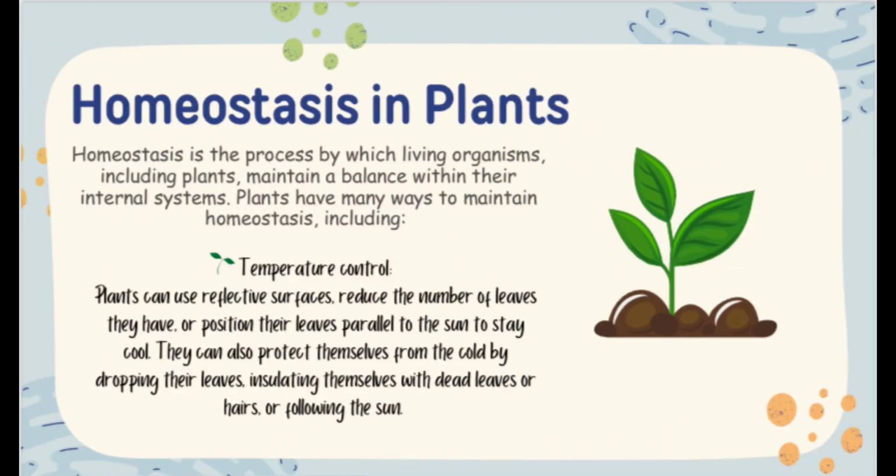Homeostasis in plants. Homeostasis is a process by which living organisms, including plants, maintain a balance within their internal systems. Plants have many ways to maintain homeostasis, including temperature control. Plants can use reflective surfaces, reduce the number of leaves they have, or position their leaves parallel to the sun to stay cool. They can also protect themselves from the cold by dropping their leaves, insulating themselves with dead leaves or hairs, or following the sun.